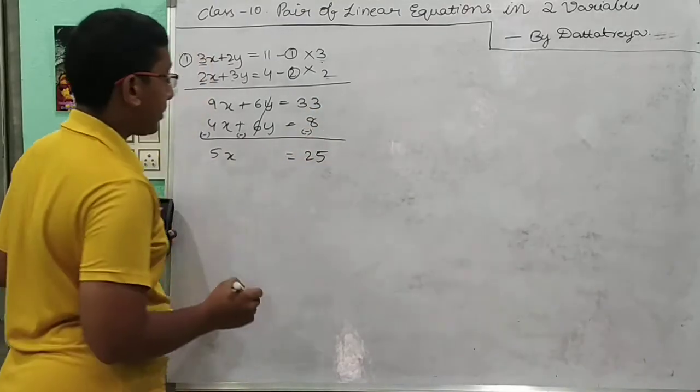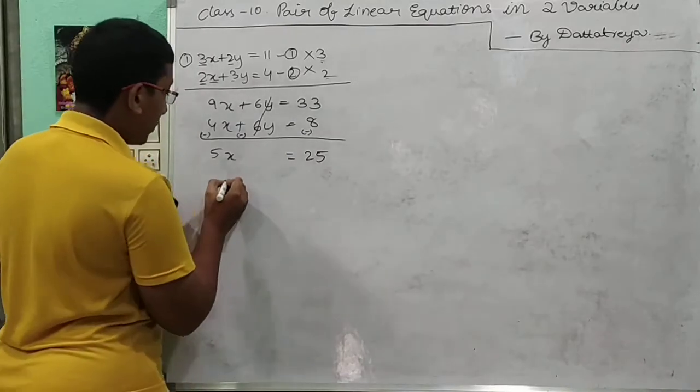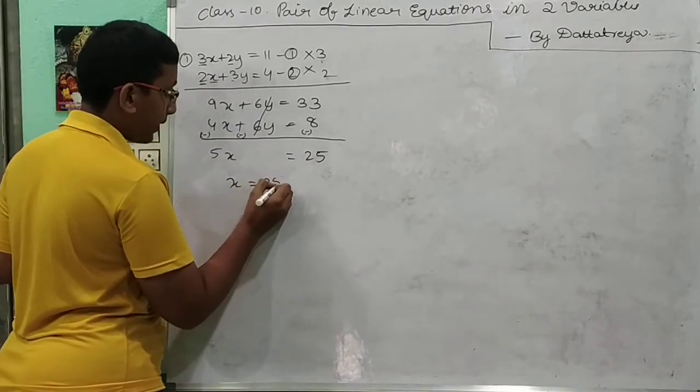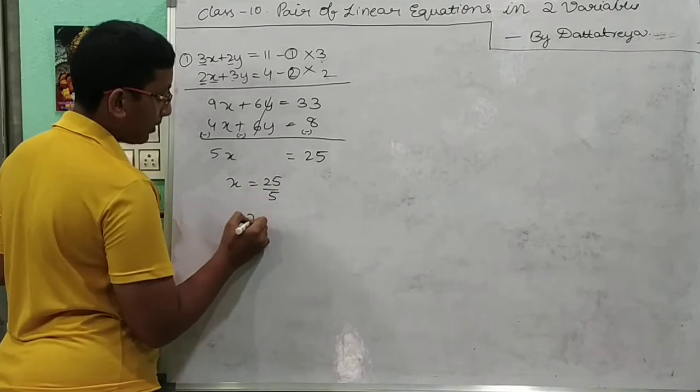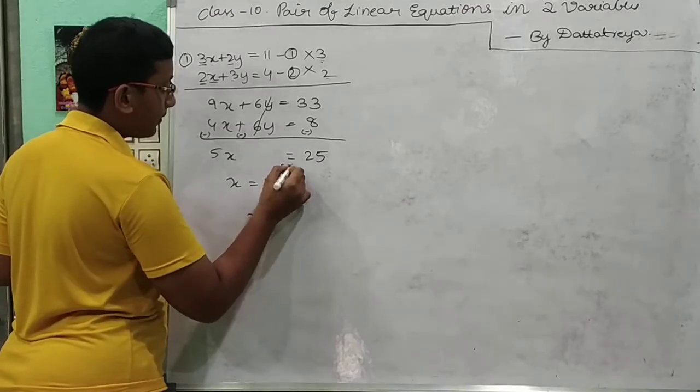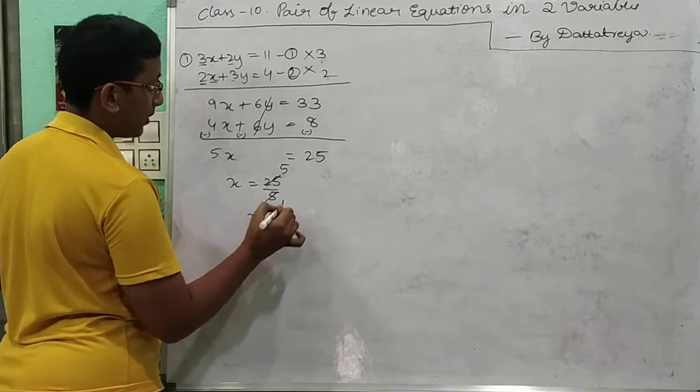25, isn't it? Now I hope you got the answer for x, because 25 by 5, in the 5 table it will be cancelled 5 times, so x will be 5.